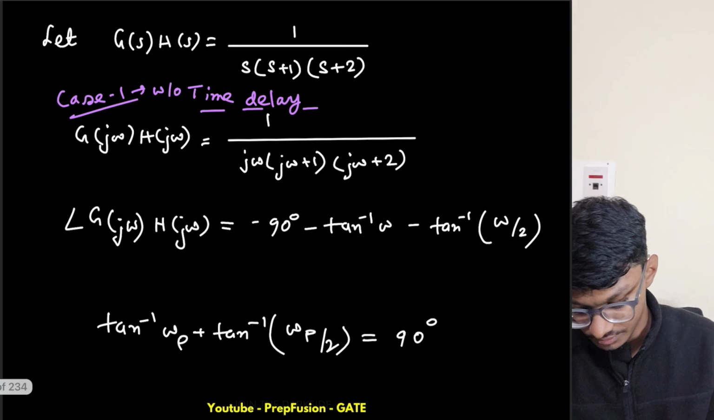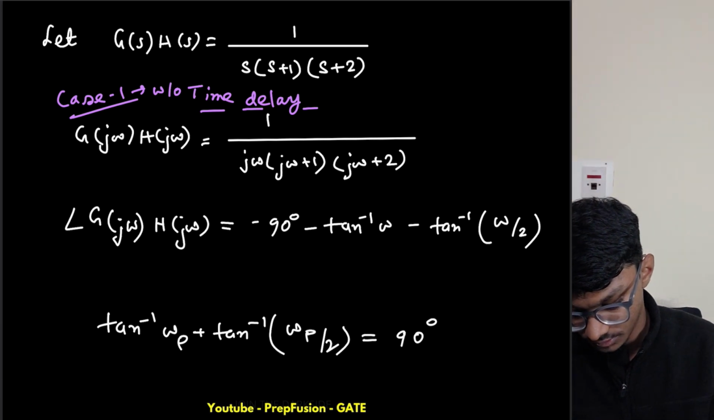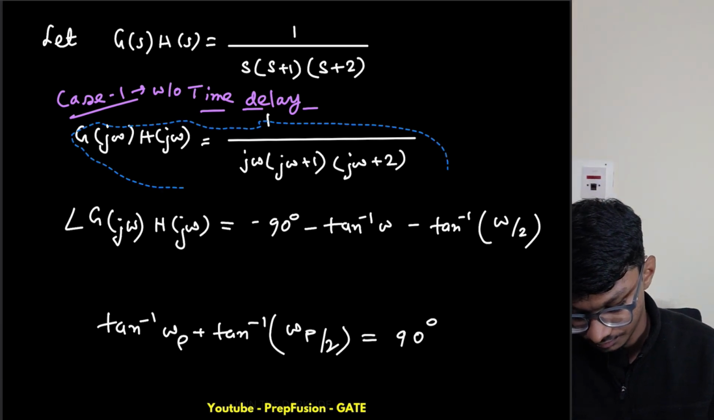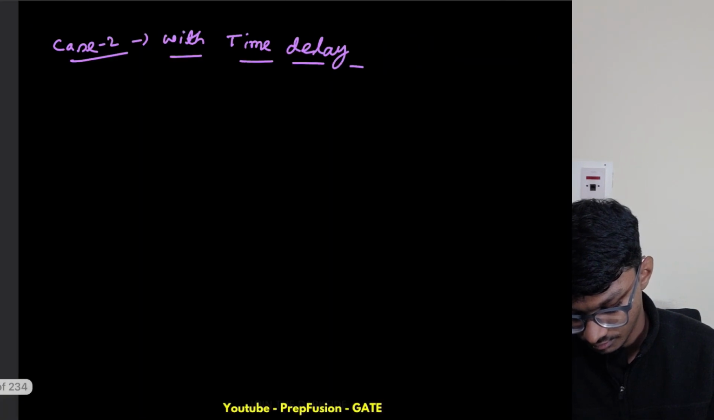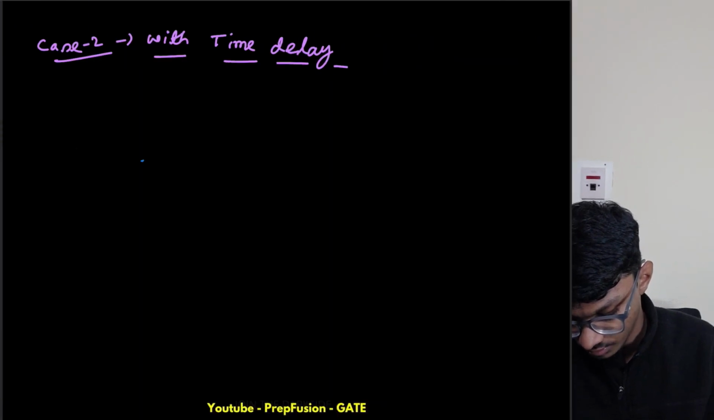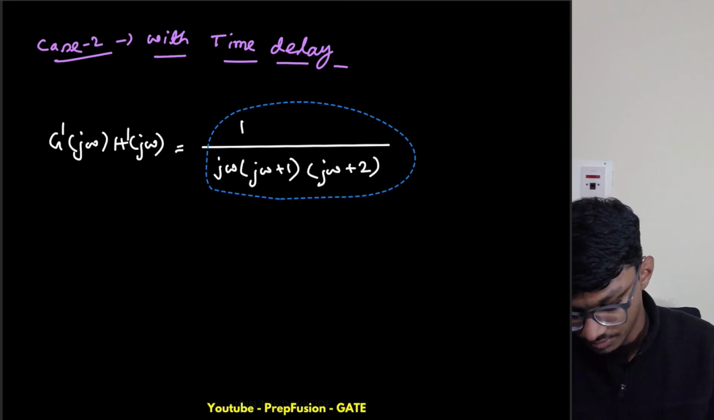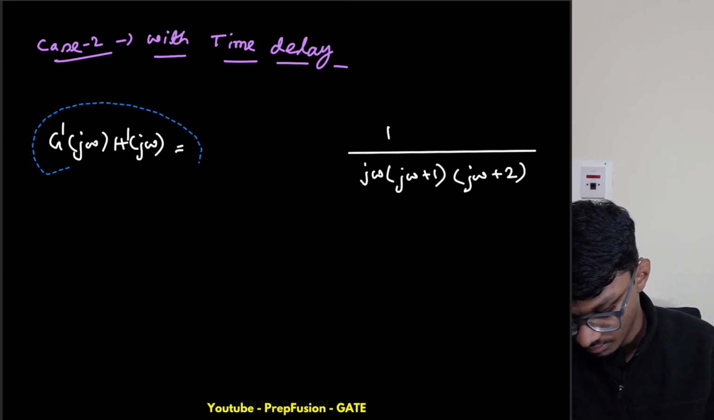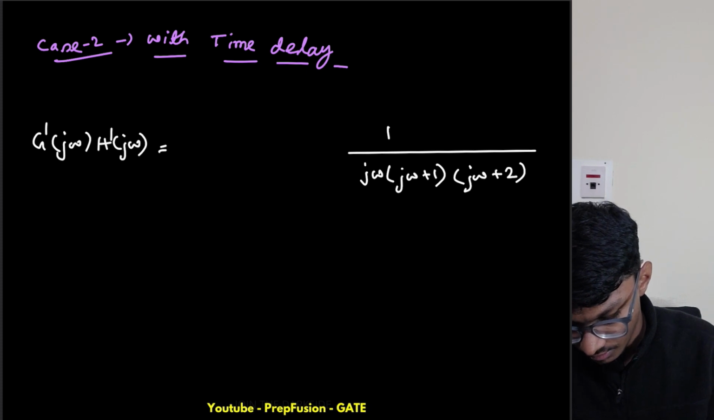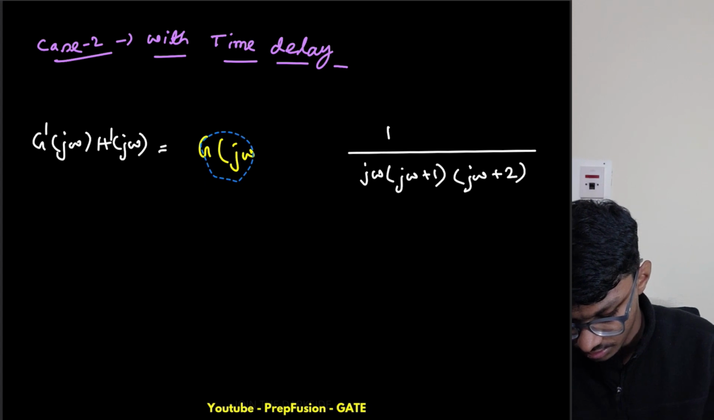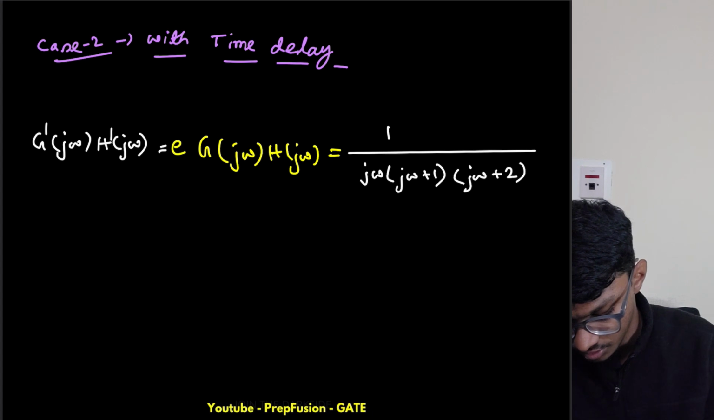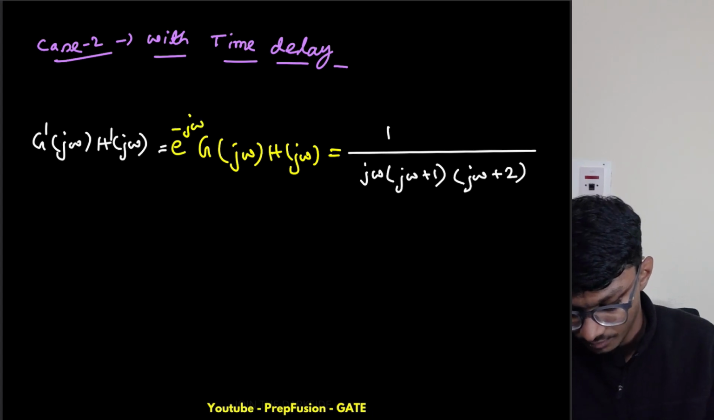So I will just copy this one and paste it, and I will write this as g dash into h dash of s, which is equal to simply g of j omega into h of j omega into e raised to power minus j omega.